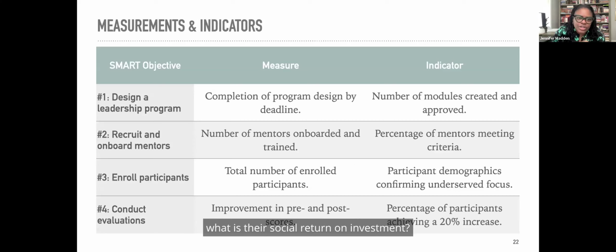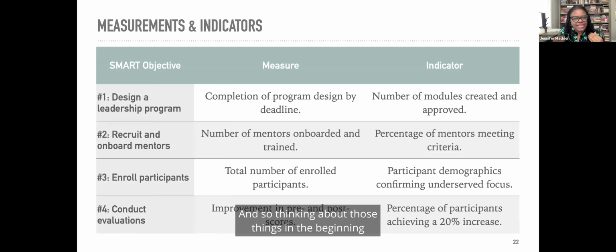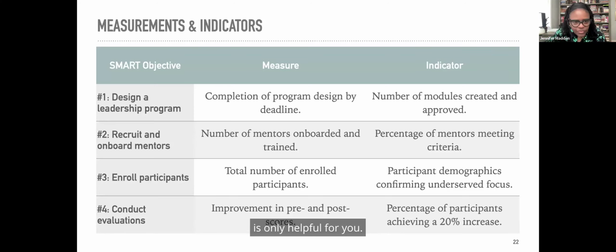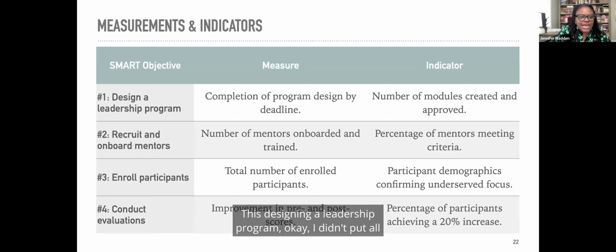What is their social return on investment? And you need to understand measurement and indicators that you can access. So thinking about those things in the beginning is only helpful for you. So let's go back to those SMART objectives, this designing a leadership program.